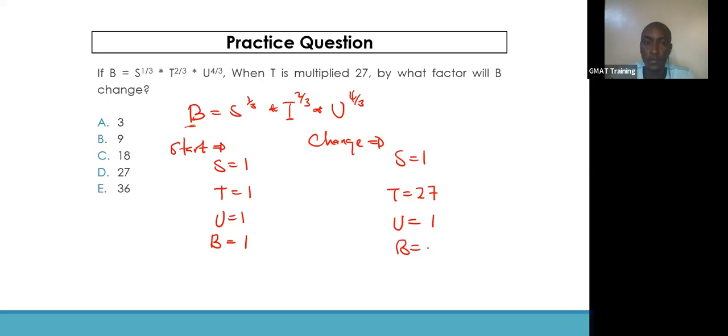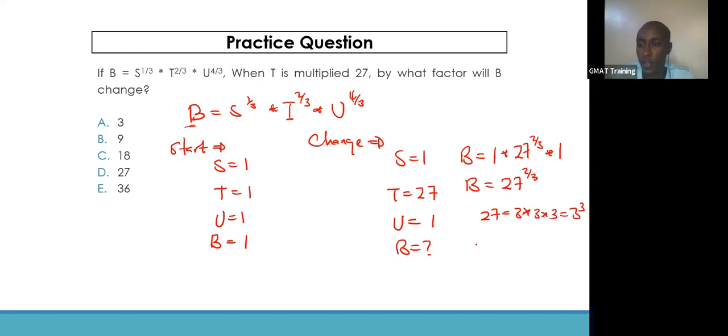What about B? It will be multiplied by what? We have 1 to the power 3, that's 1. T now is 27 to the power 2 over 3. That's the only thing we have to figure out: 1 times 27 to the power 2 over 3 times U being 1 to the power 4 over 3, that's 1. Let's simplify this. B will be multiplied by 27 to the power 2 over 3. 27 is 3 times 3 times 3, that's 3 cubed. So let's simplify this.